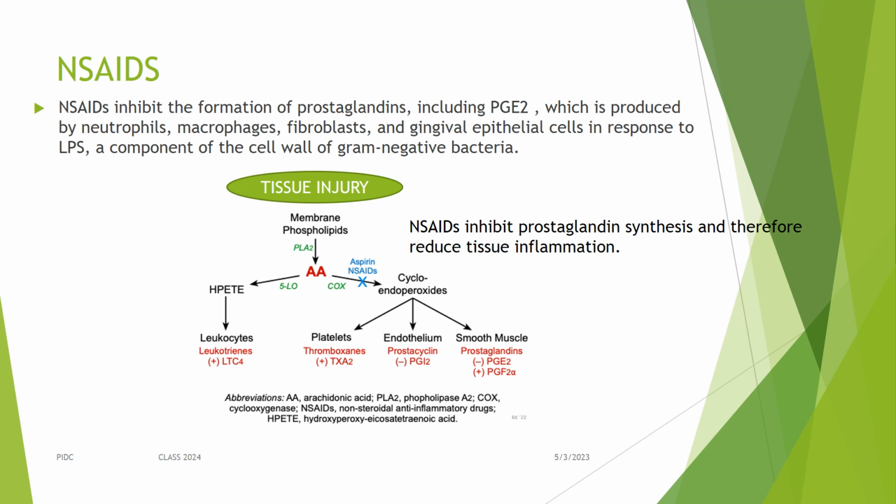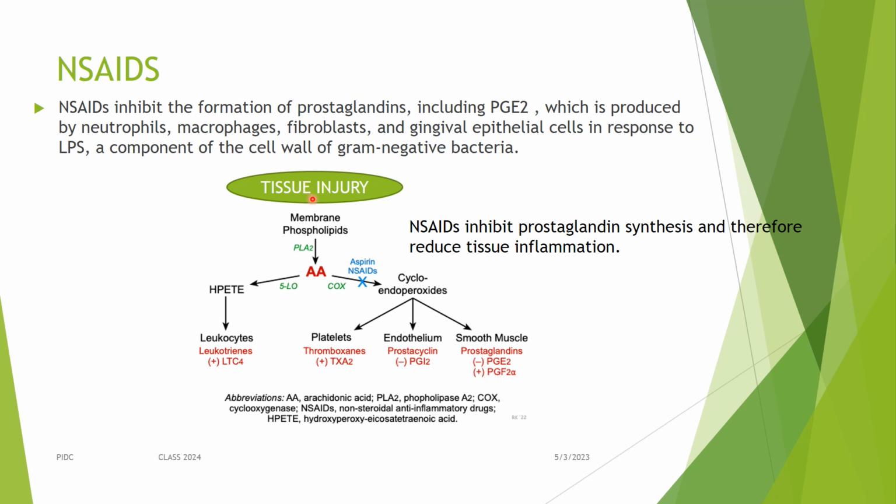Okay, so starting with the different host modulated drugs, starting with your NSAIDs. NSAIDs inhibit the formation of prostaglandins, including PGE2, which is produced by the neutrophils, macrophages, fibroblasts, gingival epithelial cells in response to LPS, which is a component present on the cell wall of the gram-negative bacteria. In other words, whenever there is a tissue injury, this tissue injury could be of any form. Just imagine this is happening in your body. It could be a physical tissue injury, or a burn injury, or anything like a bacteria entering inside your body. So any type of injury, or a biological injury, which I'm telling.